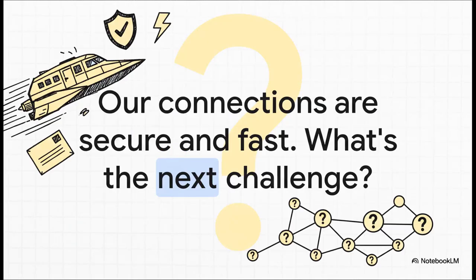So we did it. We made our digital conversations private, and we made them lightning fast. The postcard has been replaced by an armored, supersonic jet. And that leaves us with one last big question to think about. Now that the web is both secure and fast, what's the next great challenge we need to solve? What's the next frontier?